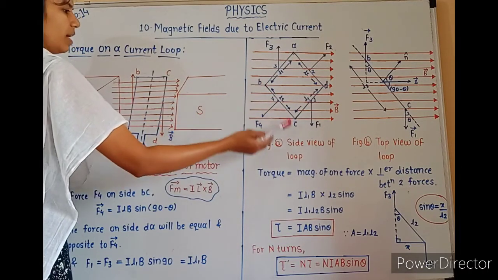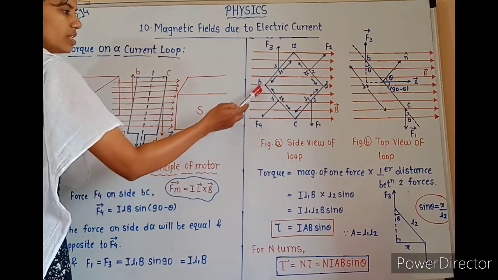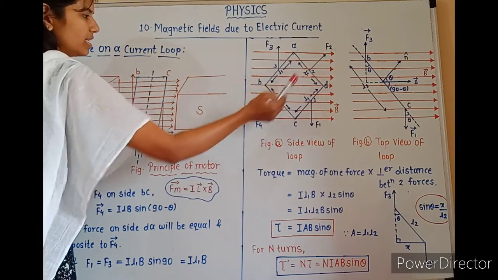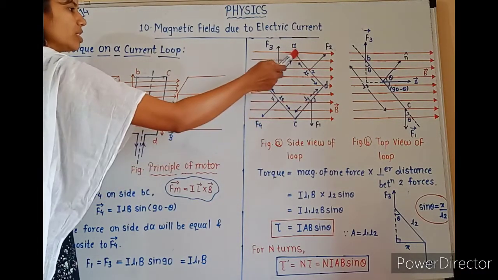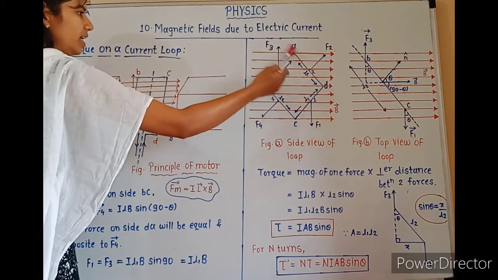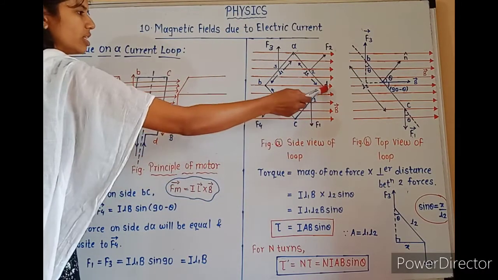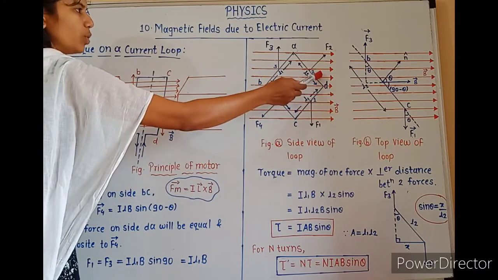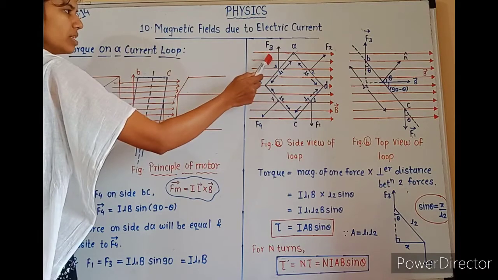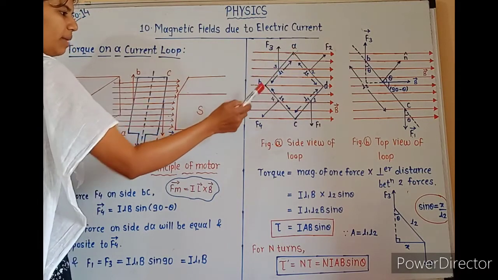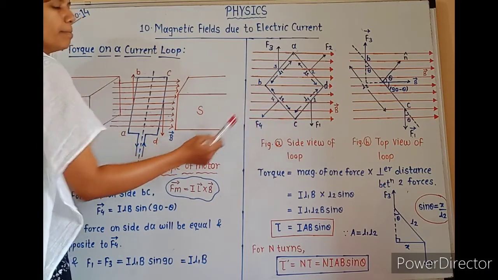Where length of side BC and AD is L2. Okay. Length of this side BC and AD is L2. When current is applied to this loop ABCD, then F1 is the force acting on the side DC, F2 is the force acting on the side AD, F3 is the force acting on the side AB, and F4 is the force acting on the side BC.